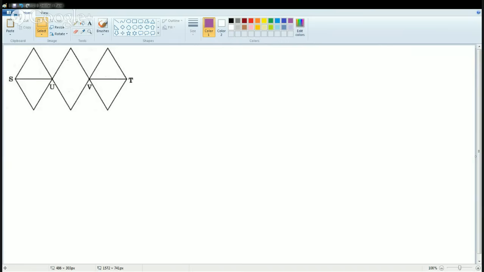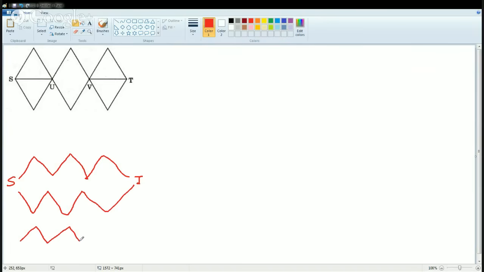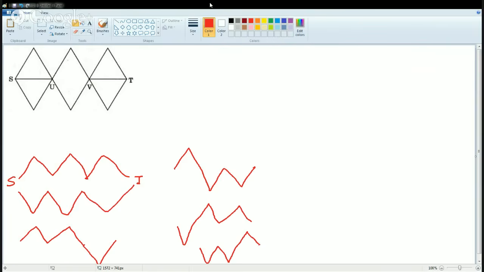Now the question asks, how many total routes can you make to reach from S to T? So I'll start drawing these routes. You have S and you have T. One route is this, this and this. The other route is the inverse, this, this and this. The next route is I can go this way, this way, and then downwards I can take this loop. So I'm going down. I can do the inverse of it, so I can go up and then 2 down. The next can be I can go down and 2 up, and I can go 2 down and 1 up. These are the possible combinations.